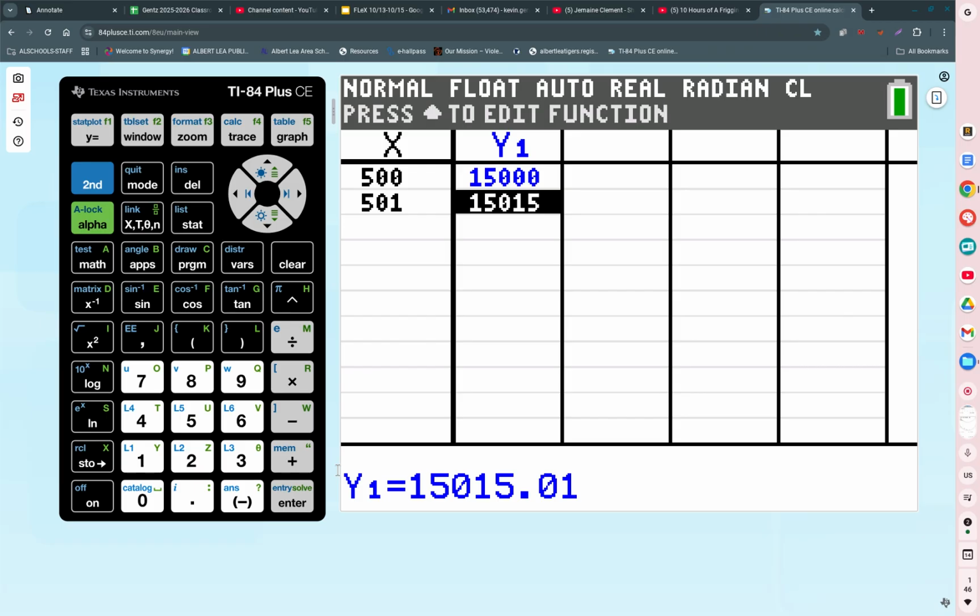Yes. It's stuck in this. How do I get it? So you're going to go to your table set, and we're going to go down and go to ask. And now you can go ahead and do that.